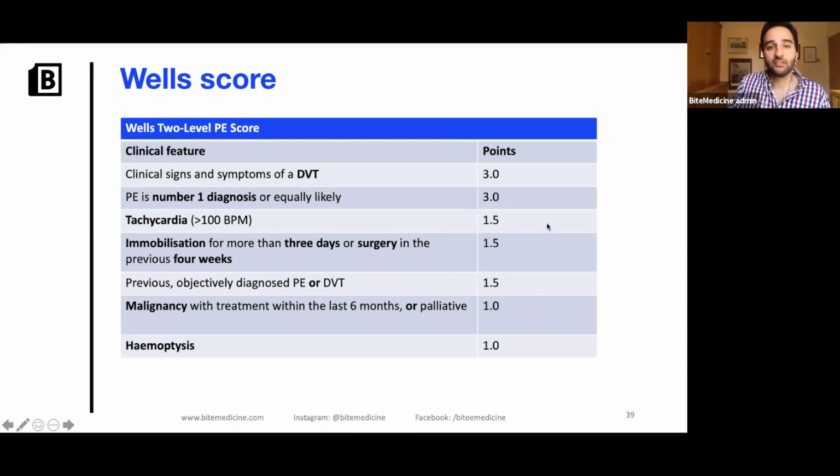So the take-home messages from the WELL score are this. Remember the 2 factors that are associated with the highest number of points on the WELL score. The clinical signs and symptoms of DVT scores you the most points, and PE is the number one diagnosis or equally likely, scores you the most points. That's probably the most simple question they could ask about the Wells score.